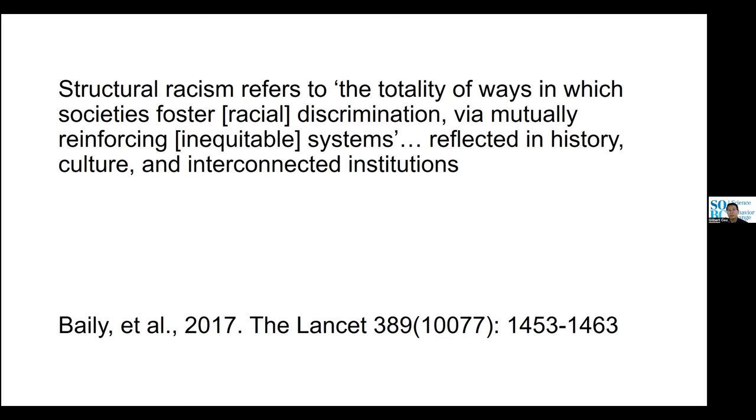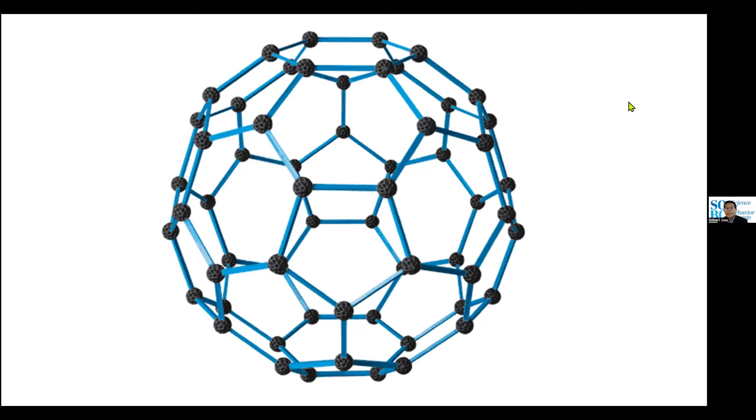And I'll borrow a definition from Zinzi Bailey, who argues that structural racism refers to the totality of ways in which societies foster racial discrimination through mutually reinforcing systems reflected in history, culture, and interconnected institutions. And this point about interconnections, I think, is very critical to our understanding of structural racism. And let me offer a metaphor.